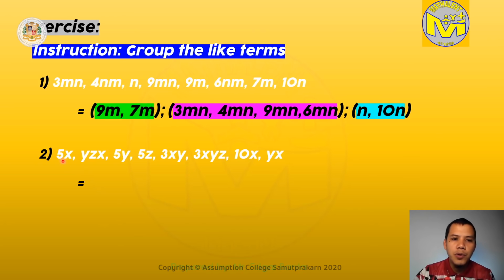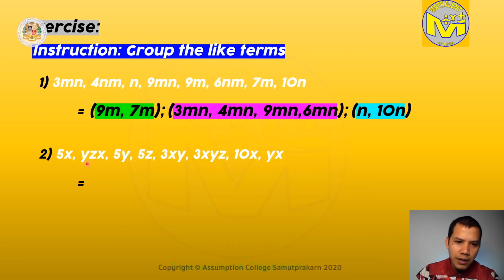So first group is the group of X. 5X. What else? 10X. Okay. 2. Any more? No more. So we have just 2 X's. So write down here 5X, comma, and 10X. Then bracket. Next group.